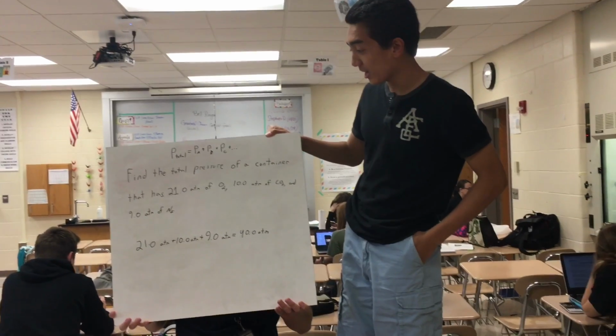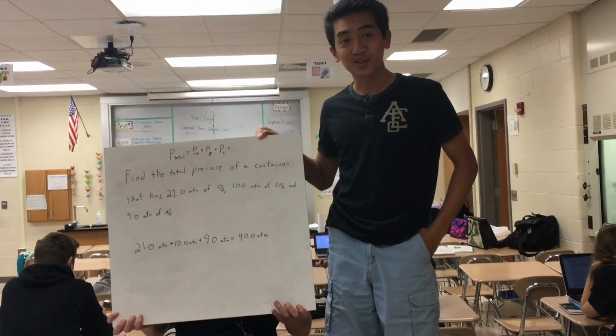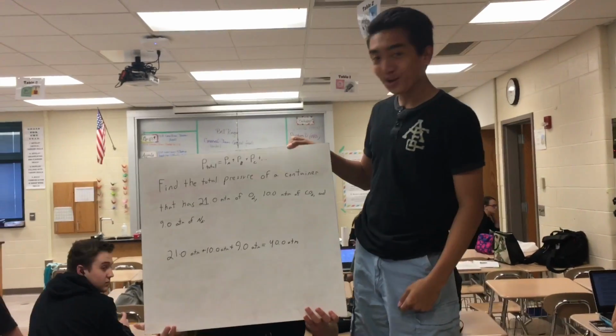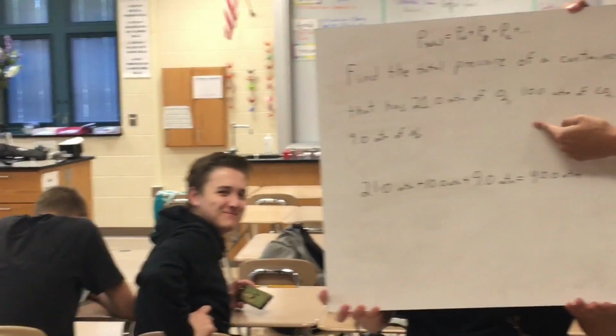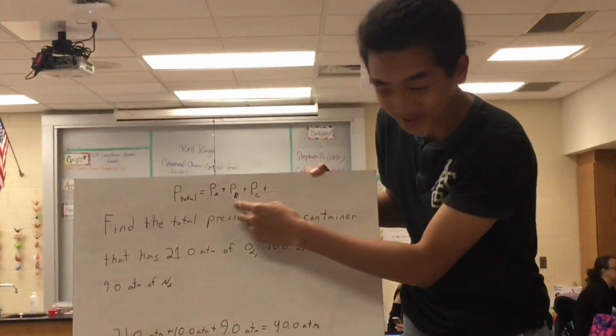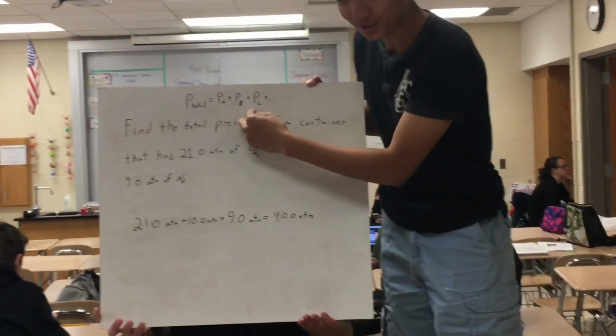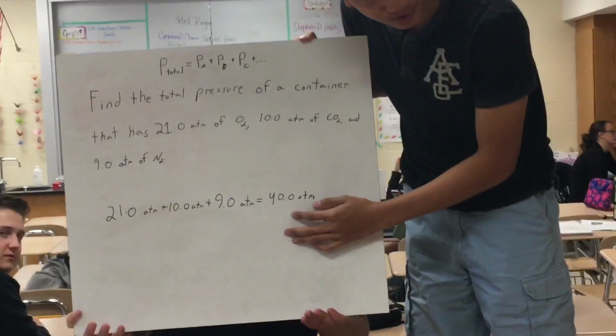Find the total pressure of a container that has 21 atmospheres of oxygen, 10 atmospheres of carbon dioxide, and 9 atmospheres of nitrogen. This is an easy problem. All you have to do is add all the pressures of the container, because they're the partial pressures. According to this equation, all I have to do is add them up to the total pressure. That is 40 atmospheres total.